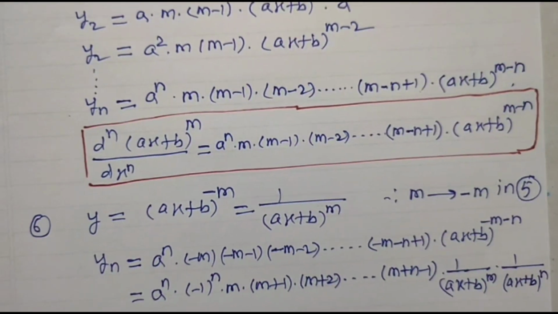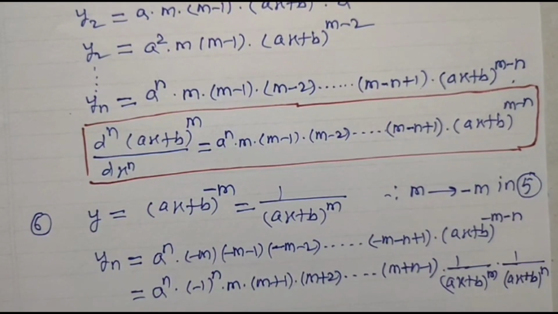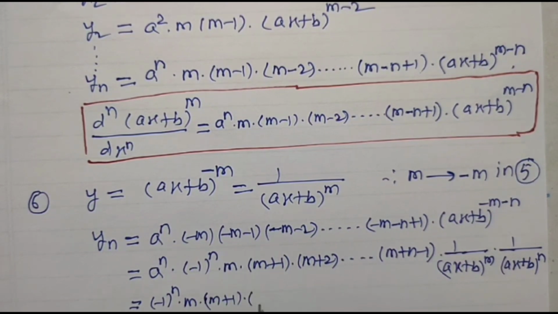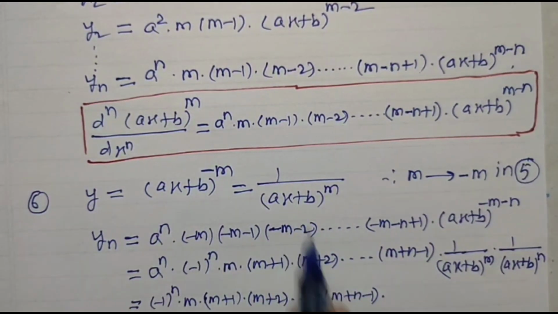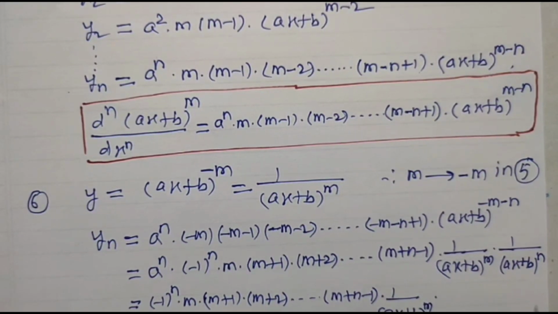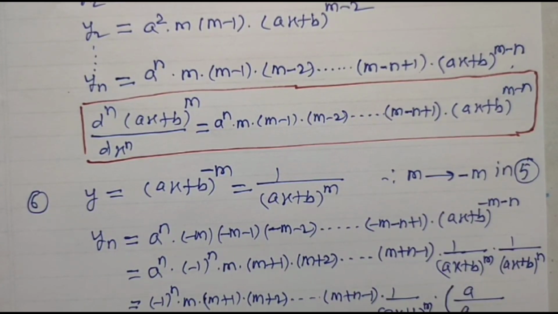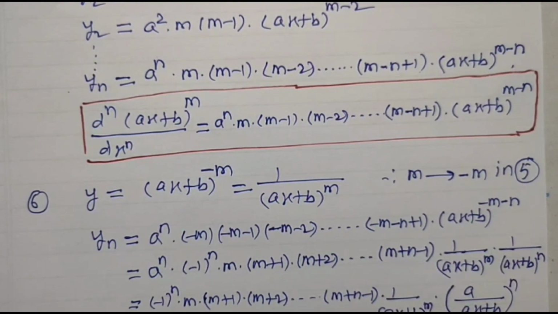Now taking a to the power n, yn is equal to minus 1 to the power n, then m into m plus 1 into m plus 2 up to m plus n minus 1, into the given function 1 upon (ax plus b) to the power m as it is, into 1 upon (ax plus b) to the power n, and a to the power n. You can collect these two, a upon (ax plus b) to the power n. You can remember this formula.